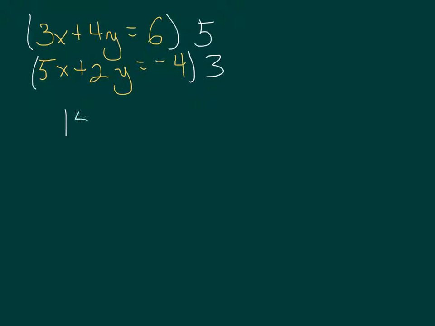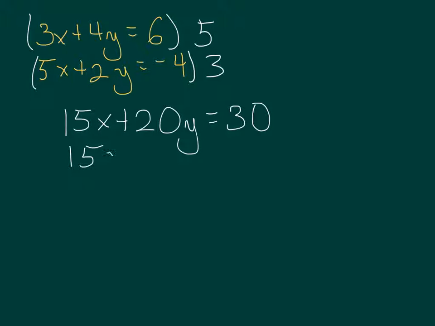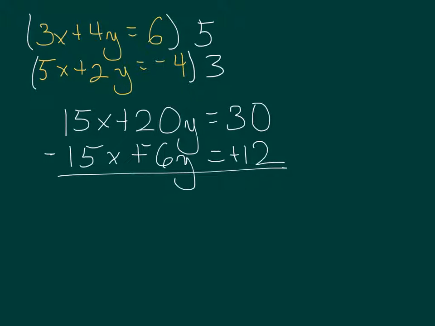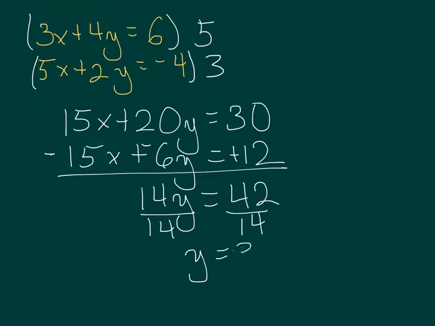I'll have 15x plus 20y is equal to 30. And then I'll have 15x plus 6y is equal to negative 12. And then I'll realize I need to change the signs on my bottom equation and then add. 20 plus a negative 6 is 14y. 30 plus 12 is 42. Divide both sides by 14, and I get y is equal to 3.